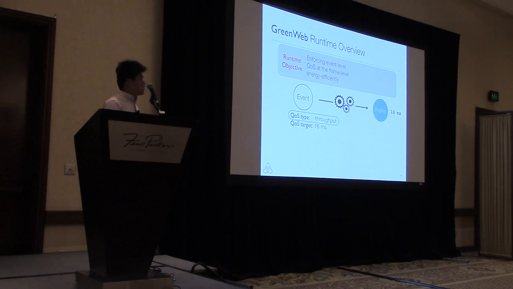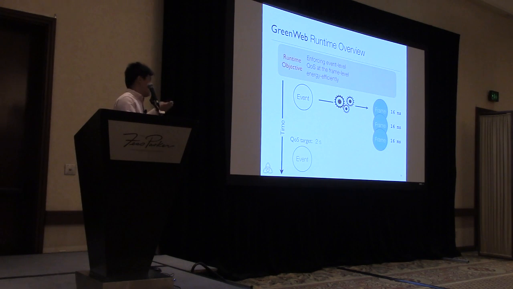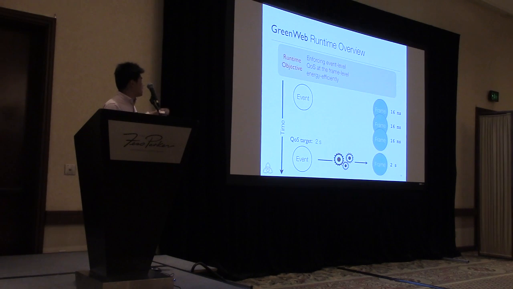Now, if the QoS type is annotated as throughput, then the runtime knows that any subsequent frames that are associated with that particular input event all share the same 16 milliseconds QoS target. Of course, as time goes by, users are going to generate more events. And let's say for a new event, its QoS target is 2 seconds. Then the same process applies, where the GreenWeb runtime knows that for that particular frame associated with the new event, its QoS target, its performance target, is 2 seconds.